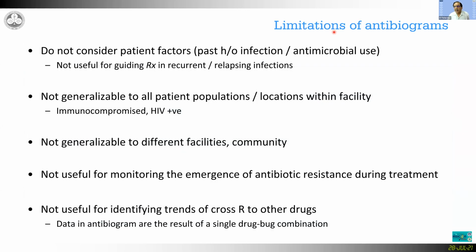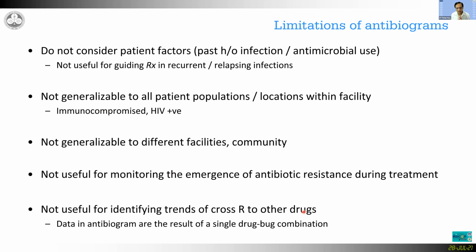So the last slide, there are limitations of antibiograms. First of all, they do not consider patient factors like past history of infection, antimicrobial use, therefore not useful for guiding treatment in recurrent or relapsing forms of infections, not generalizable to all patient populations, locations within the facility. For example, immunocompromised patients, HIV positive patients, may require separate compilations, not generalizable to different facilities like community or others, not useful for monitoring the emergence of antibiotic resistance during treatment because we are taking only the first isolate and not the subsequent isolate, not useful for identifying trends of cross-resistance to other drugs.